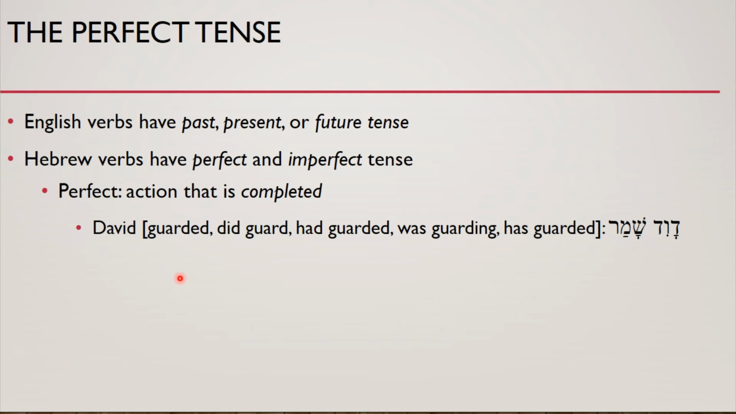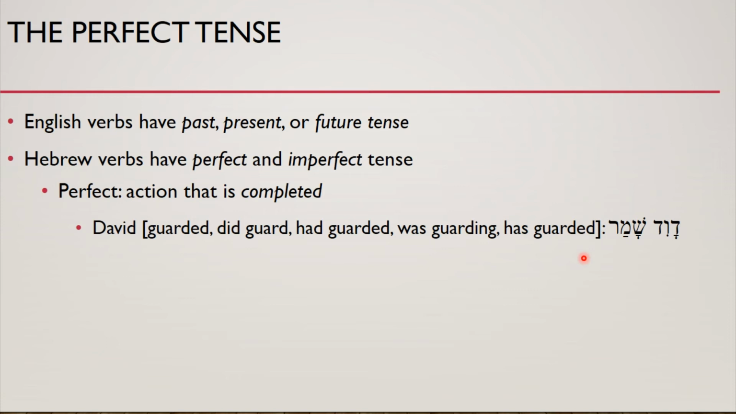So here's the examples that the book gives us. This could mean David guarded. It could also mean David did guard, David had guarded, David was guarding, David has guarded. These are all ways you could translate this that refers to an action that is completed. It is no longer happening. It's something that already took place. It is completed action, and that is the perfect tense.